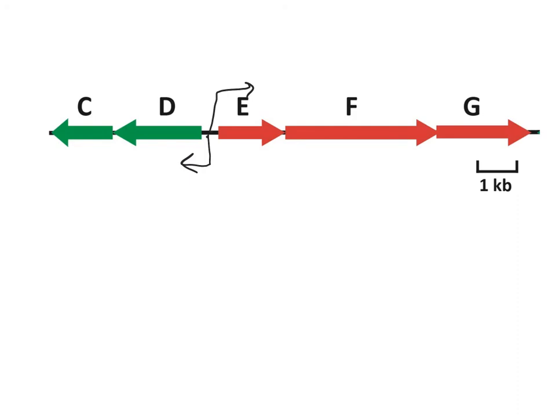Now, where would we expect the terminators to be? Well, there could be a terminator after gene E, which would mean that we'd get transcription beginning at the promoter in front of E and just going to the end of E and then stopping. If this was the case, then we'd need another promoter after this here to drive transcription of gene F.